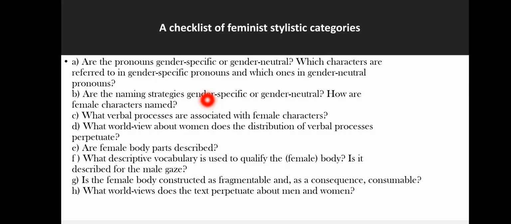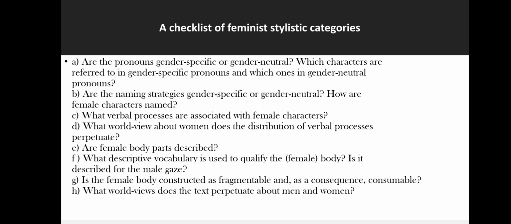Here we have a checklist for doing feminist stylistic analysis. You have to see: are the pronouns gender specific or gender neutral? What will be gender neutral? For example, if you're using "they," that will be gender neutral, and if you're using "he" or "she," that is gender specific. And which characters are referred to with gender specific pronouns and which with gender neutral pronouns?